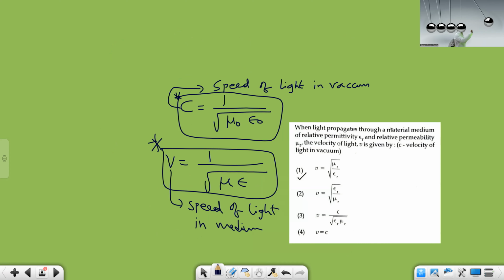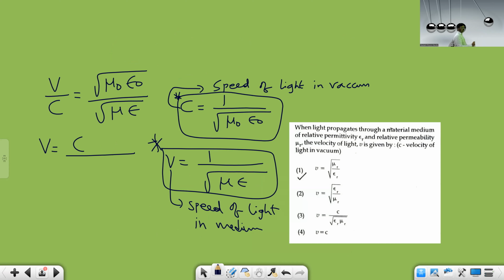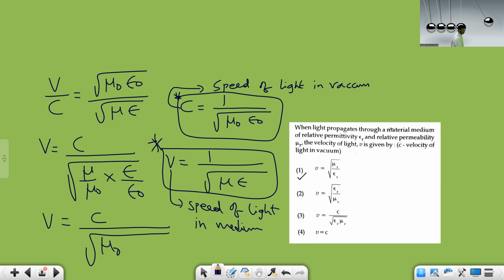So, very simple now. I want to divide V by C. Just I divided V by C here. What I got, you can just find out. There is nothing but square root of mu naught epsilon naught by mu epsilon. So V is equal to C by, I can also write here, mu by mu naught into epsilon by epsilon naught. So V is equal to C by mu r into epsilon r. I hope you are clear with this one.